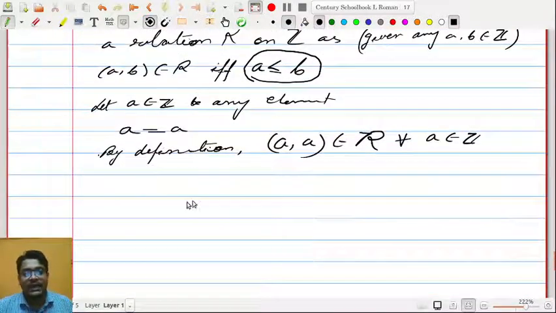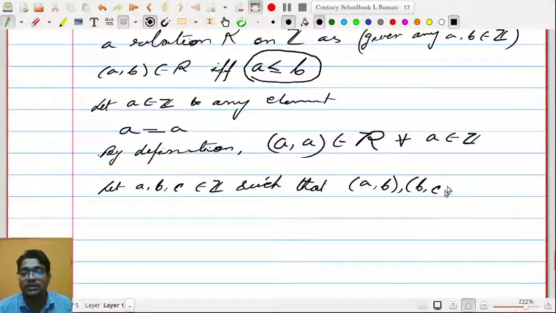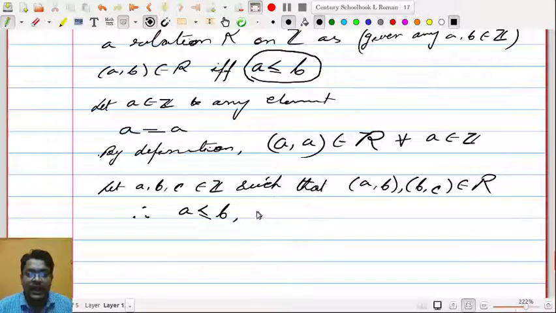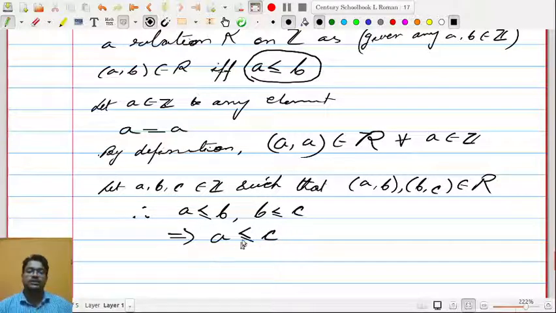Next, whether it is transitive or not. For transitive, we have to take three elements. Let a, b, c belong to Z such that a and b are related and b and c are related, so (a, b), (b, c) belong to the relation. What does this mean? (a, b) belongs to the relation means a is less than or equal to b, and (b, c) means b is less than or equal to c. This will always imply that a is less than or equal to c. So we can say a and c are related.